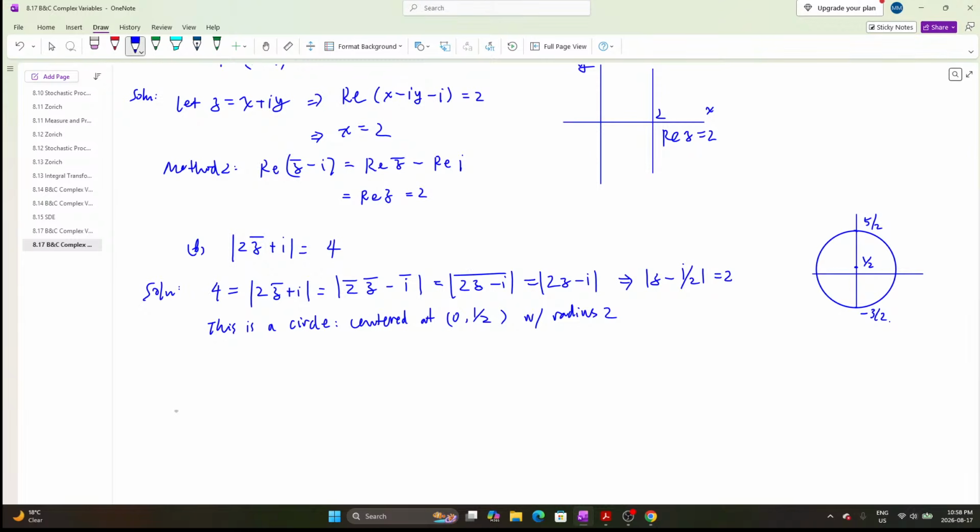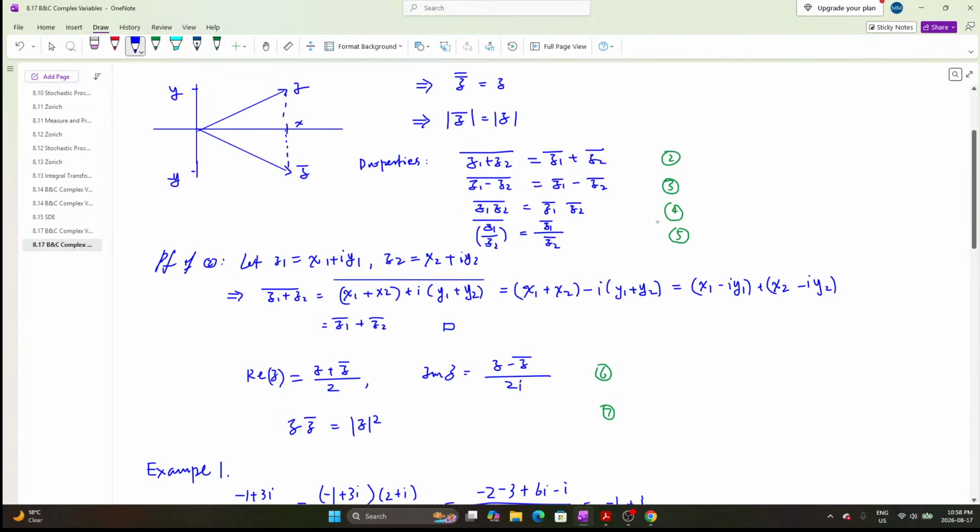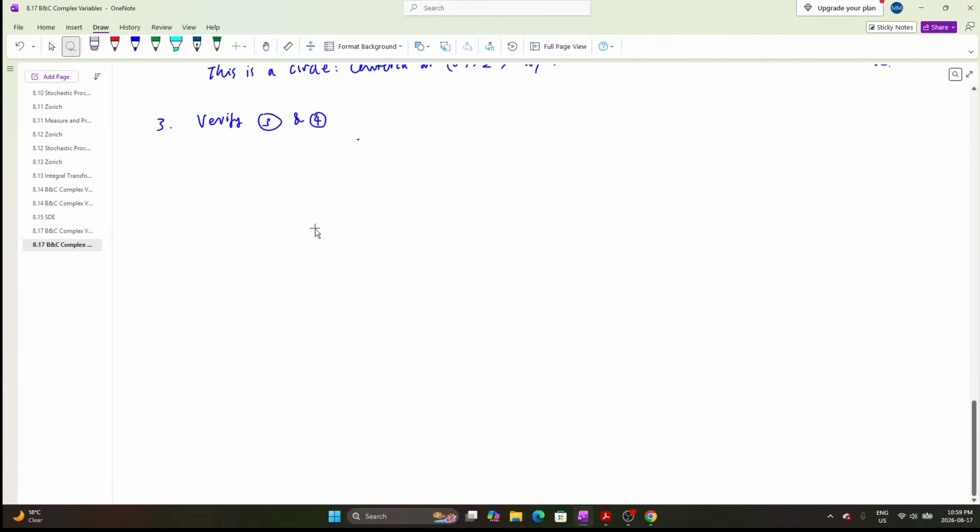So exercise number 3, we need to verify equations 3 and 4. This is what equation 3 says. Let's copy this down and verify that. Once again, this should be very straightforward, just a computation.